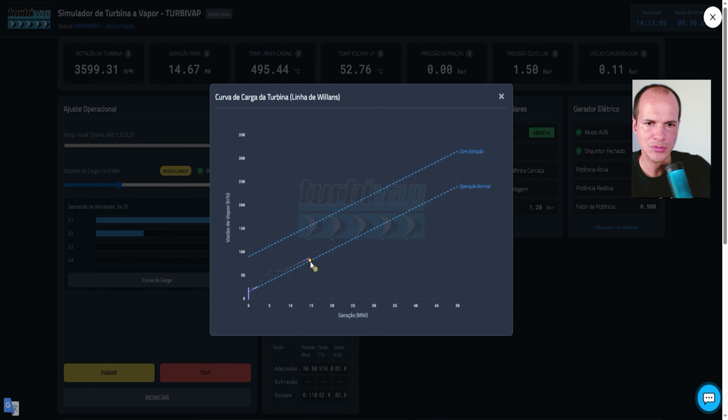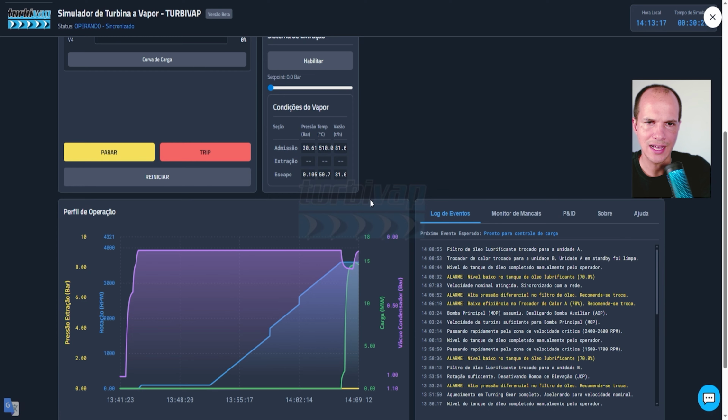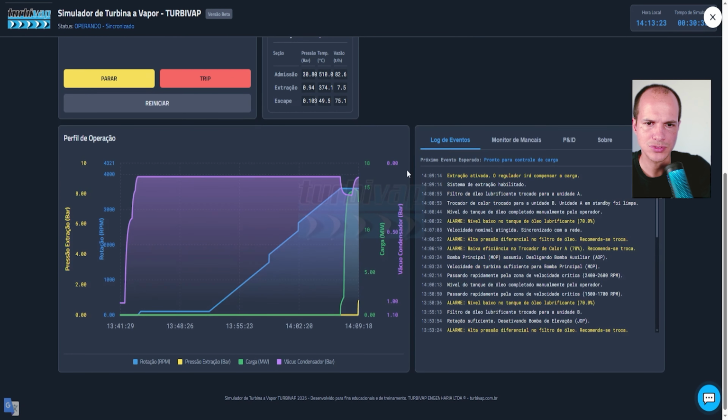So here, notice, we have nothing in extraction. So let's enable extraction here. It's extracting a base there. It is only demonstrated that now our extraction will be a yellow line and then we will increase it. So from here we increase to 10 bars.